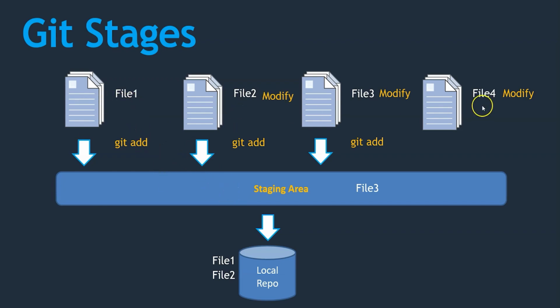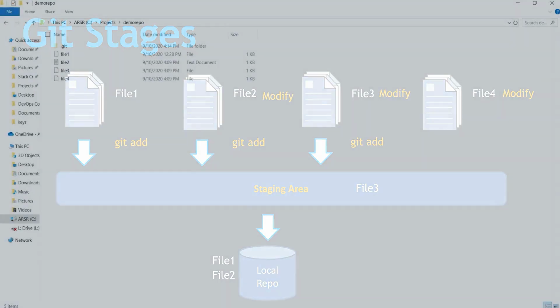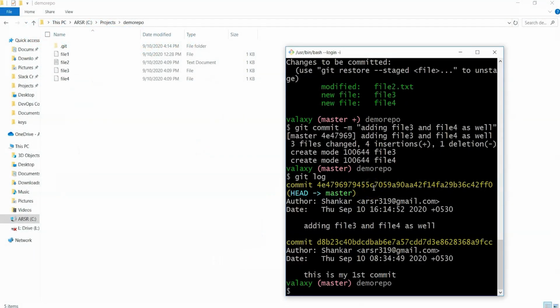Nothing but we have 4 files in our working directory. We'll modify and send a couple of files into the staging area. Then again we'll modify and see the comparisons. Anyway, I'm going to show you with an example how we can do that. So this is my Git repository. So far we have 4 files over here.